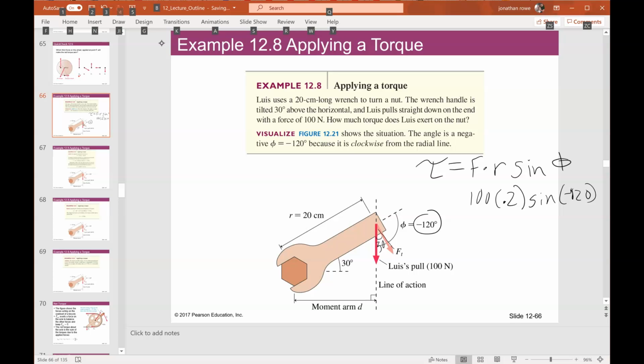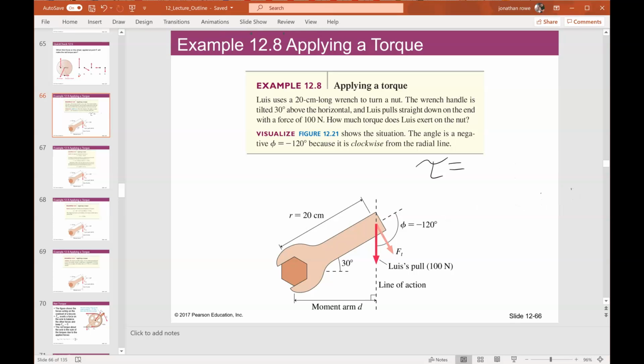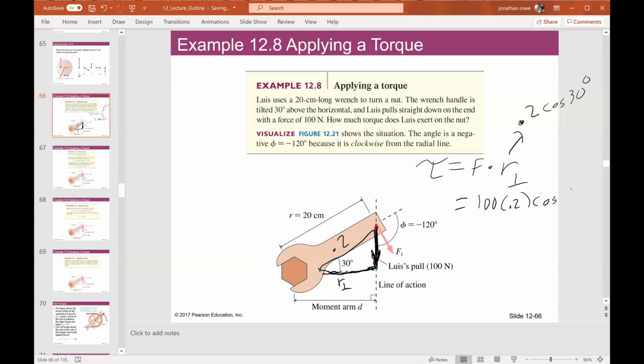Okay, the next way we could do this would be to do the force times the perpendicular component of radius. The way this is drawn makes this pretty easy to see. Here's the force, the true direction of the force. So if we get this component of the radius, that will help us find the torque. Here's my triangle. Here's 0.2 meters. So this is going to be 0.2 times cosine of 30, since this is the adjacent side to the 30. Then it's going to be 100 times 0.2 times cosine of 30. And that'll also give us the answer.